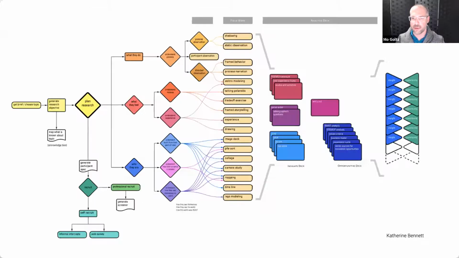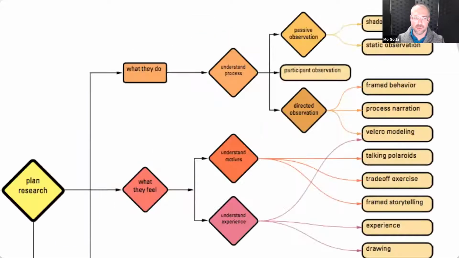Now, a little known framework by Catherine Bennett. She teaches design thinking to students at a particular university that I forget the name of, but she created a flow chart about research plans, figuring out, like, I'm going to follow the bottom path that's pink and orange, finding out what people feel, understanding experience, and going to Velcro modeling, which is a particular methodology that she teaches.